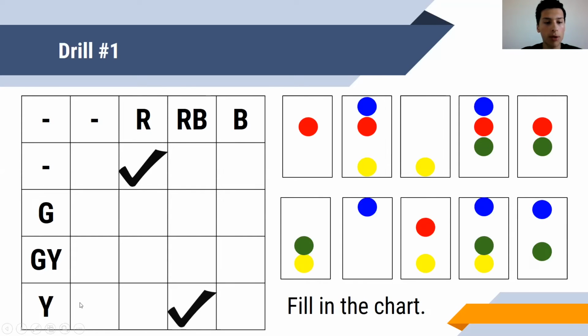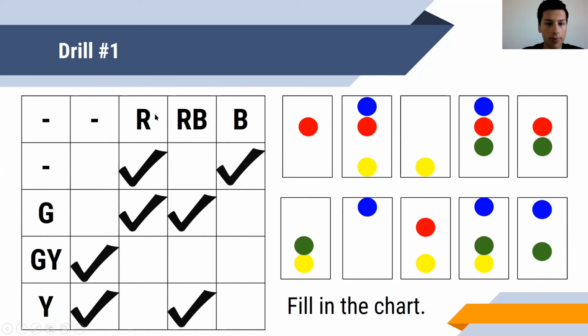Yellow with no other color, that's right here. Blue, red, green, there's blue, red, and then there's green, but there's no yellow, so that goes here. Red, green, red there, green there, no other colors. Green, yellow there, and there's no red or blue, so that goes here. Blue with no other colors, that's just here.